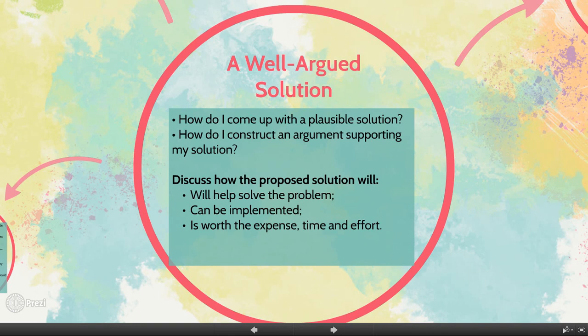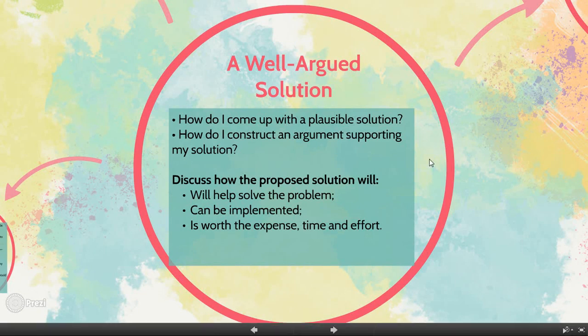To construct an argument supporting your solution, again, that's where the research comes in. You're going to have to decide if you agree with other people's solution, if you think yours is better, and why. If you think you have a better solution than what has already been proposed in research, you're going to have to give reasons of how you might actually implement it. Is it a step-by-step process? Do you need to make a policy? Will it be a petition? What are you actually going to do to implement the solution?